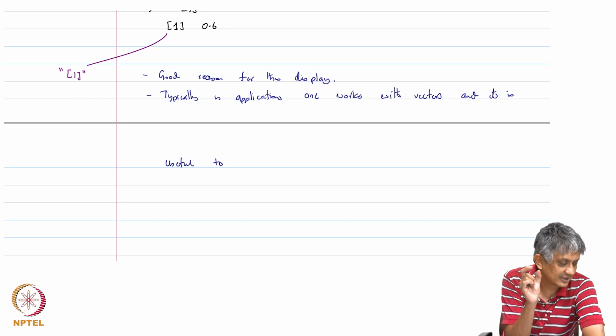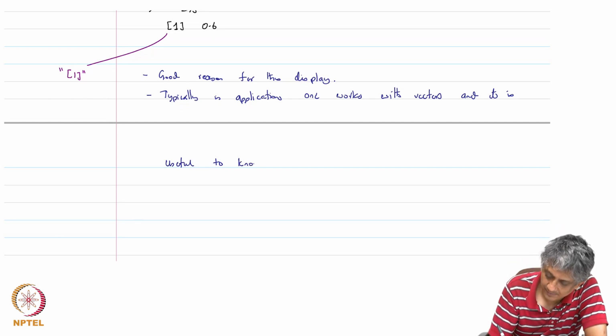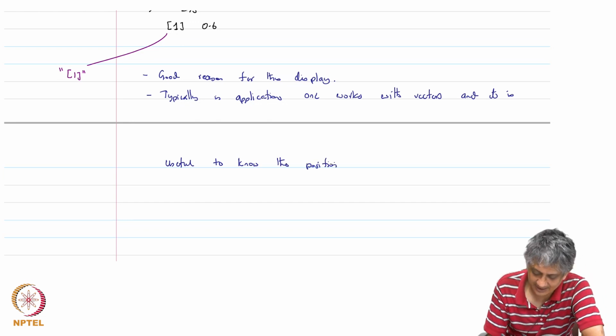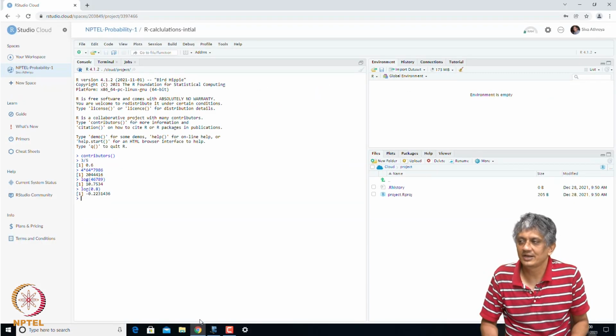So it's the position of the vector. Let's just see that immediately. Let's go back here.